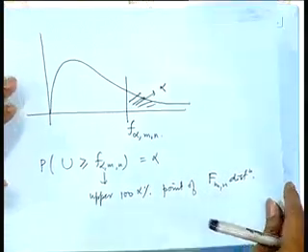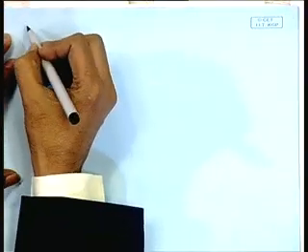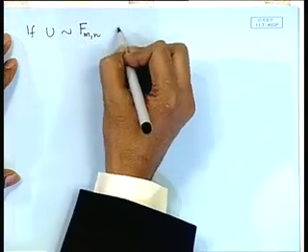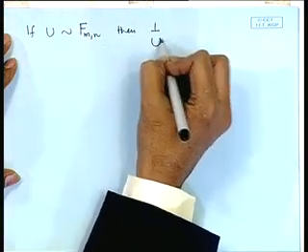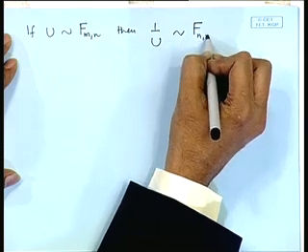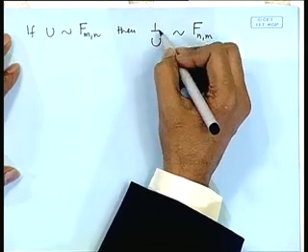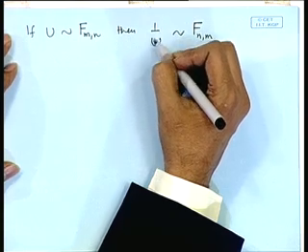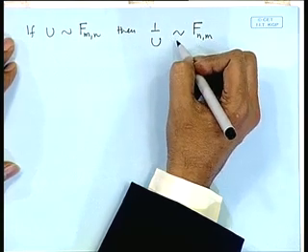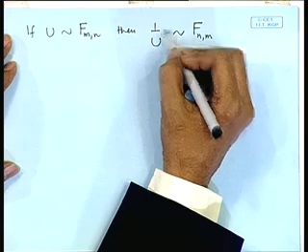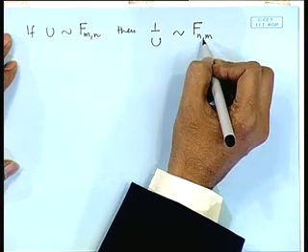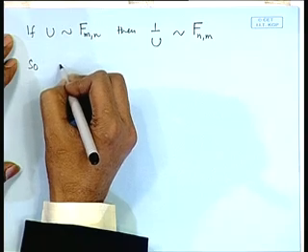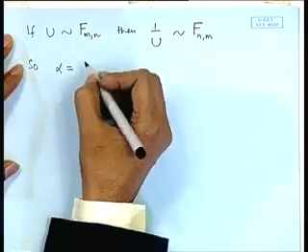Now, by the definition of this F variable, it is clear that if I have U following F(m, n), then 1/U will follow F(n, m), because 1/U remains a ratio of chi-square variables divided by their degrees of freedom. However, the numerator degrees of freedom have gone to the denominator and the denominator degrees of freedom have gone to the numerator. So, this becomes an F distribution on (n, m) degrees of freedom. So, we can derive a formula for the points of the F distribution.